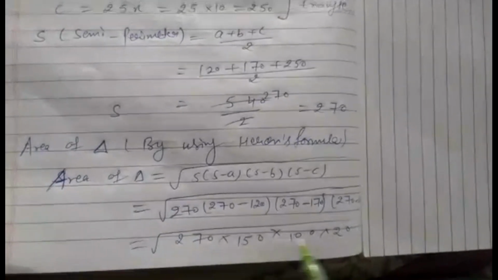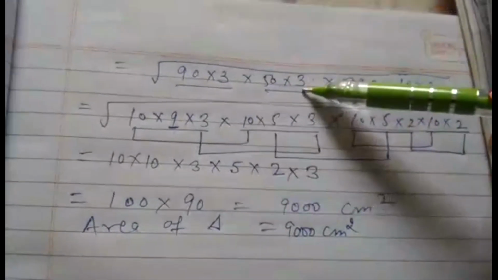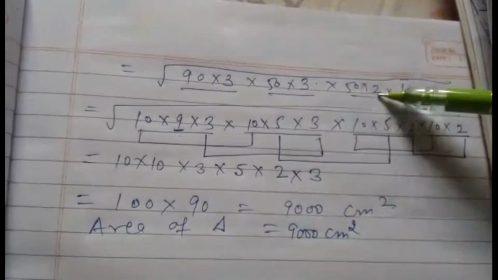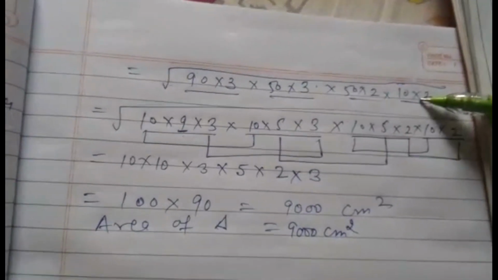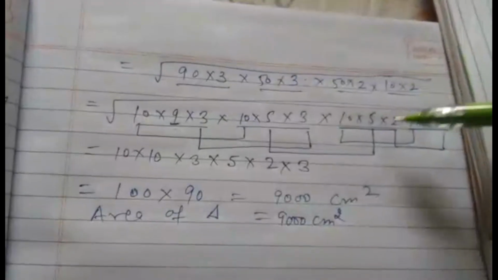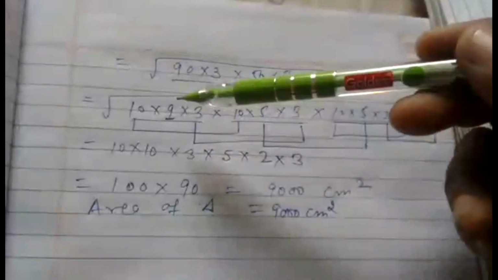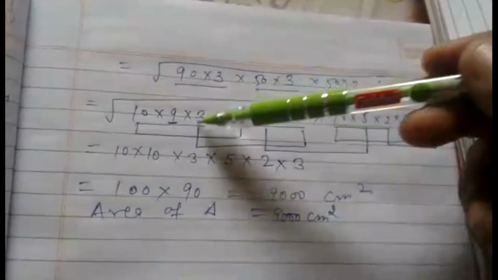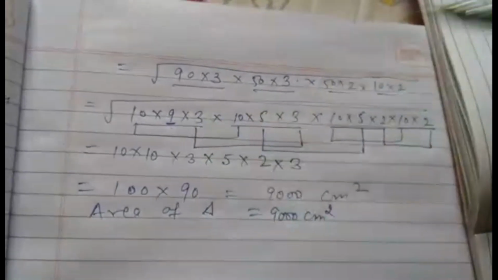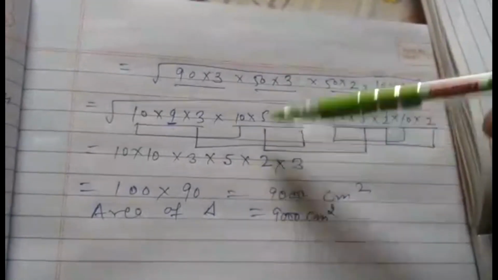Now we will make the factors of these numbers. 270 can be written as 9 times 3 times 10, 150 as 15 times 10, and 120 as 12 times 10. Now 10 we can write as 5 times 2. Now how many pairs of 10? One pair of 10, two pairs of 10. So 2 twice, one number will come out of the square root. Now the square root of 9 will be 3. How many pairs of 3? One time, so one 3 will be out. Now a pair of 5, one time, so one 5 will be out.